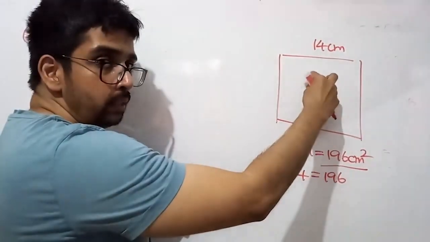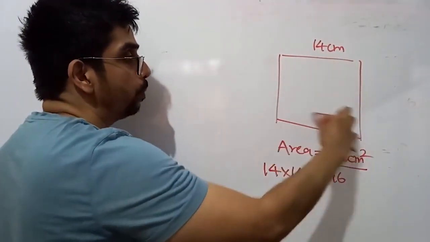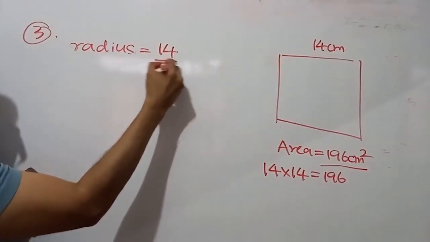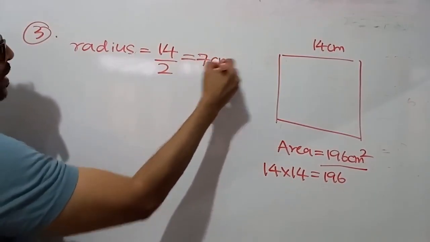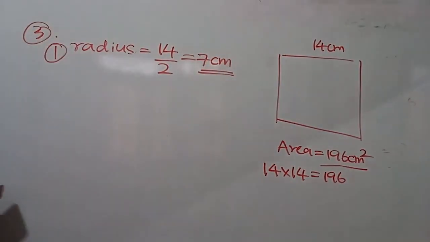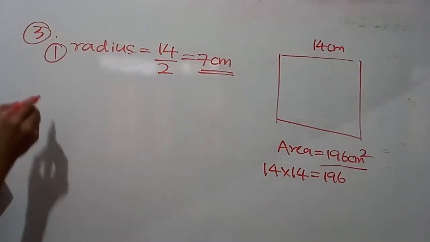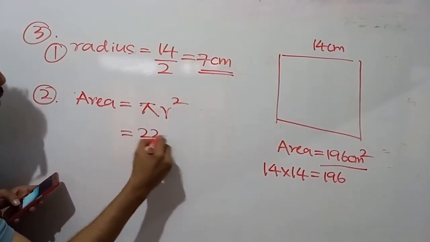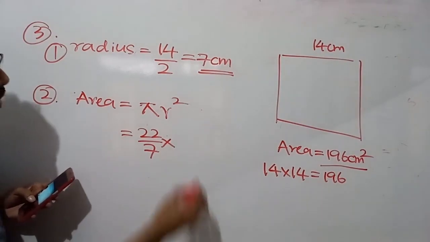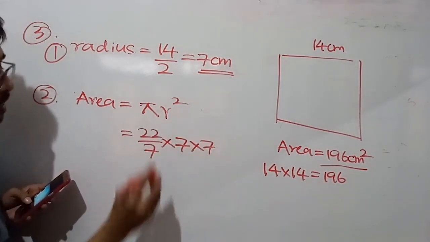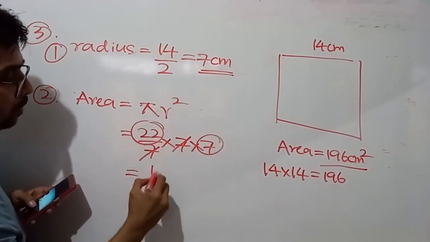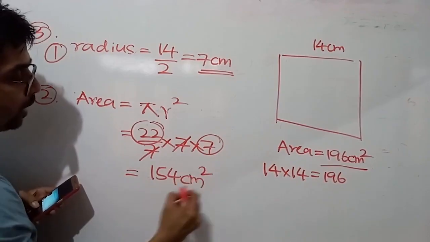The radius of the largest circle that can be cut from this. So the radius is what? 14 divided by 2. That will be 7 centimeters. So this is for part 1. What is the area of that circular lamina? Alright. Area πr squared. So π is what? 22 by 7. R is what? 7 times 7. So we can cancel out the 7. 22 times 7, that is what? 154 square centimeters.